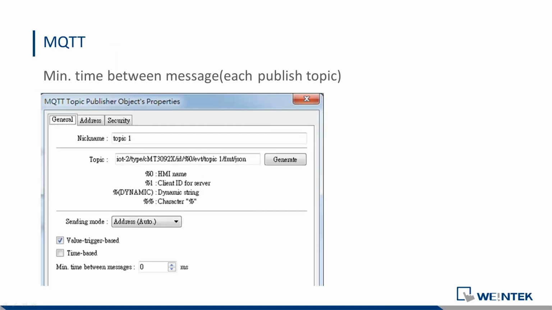All right. And in MQTT, you can set the minimum time between messages in published topics. Right? You can set how long to wait before I send the next published message on the same topic, in milliseconds. So you can set the minimum time.